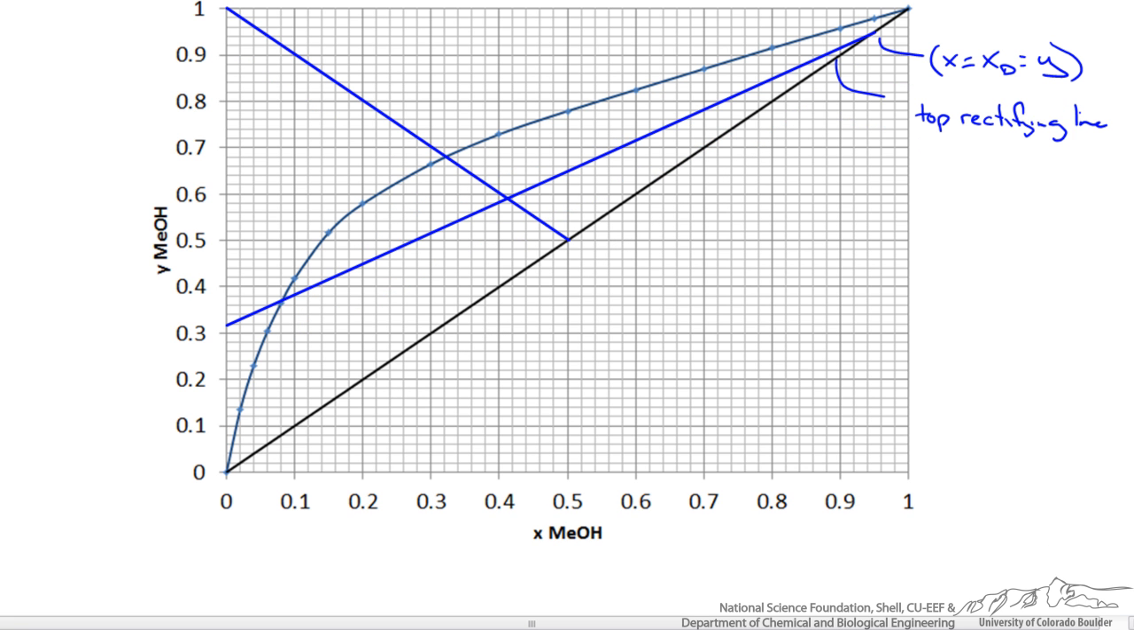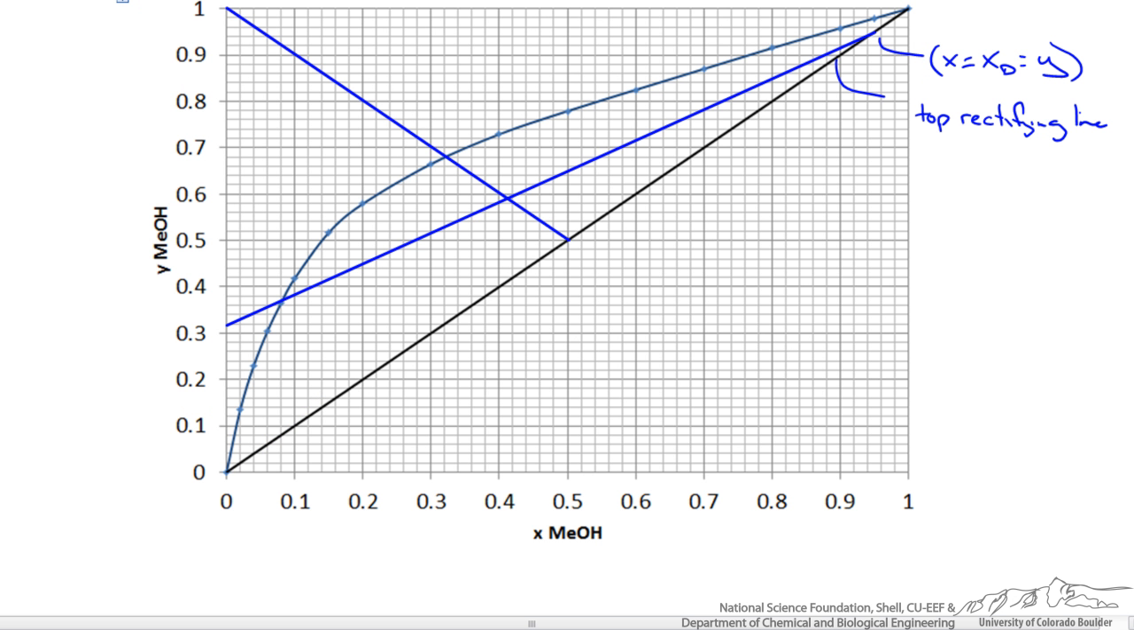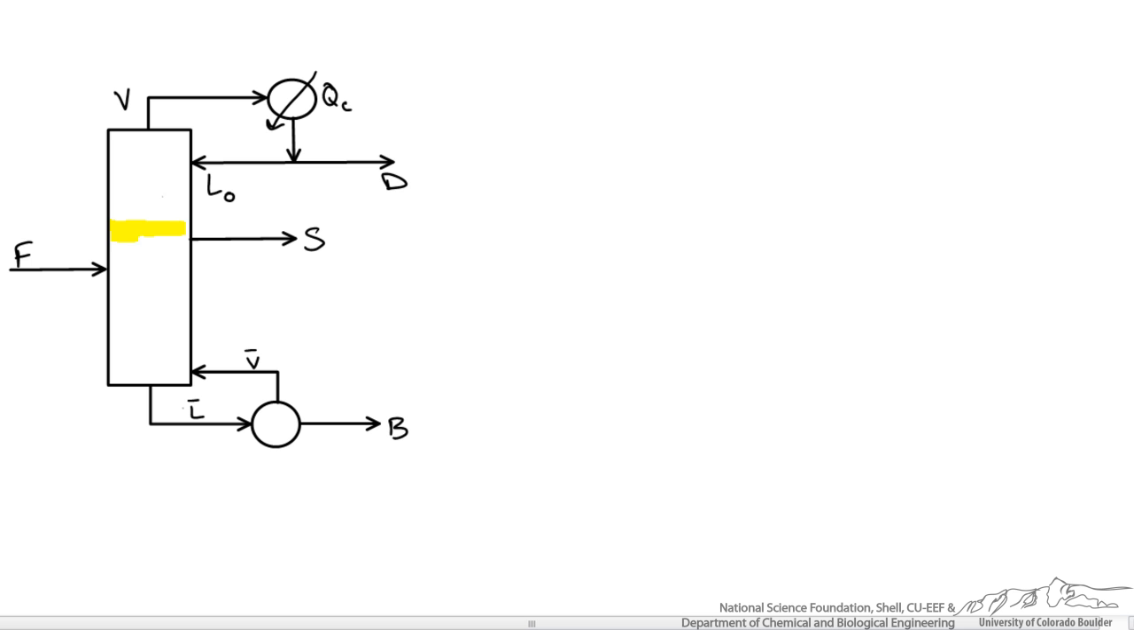So in the past, if we didn't have the side stream, we would just take that intercept and draw down to our composition in our bottoms to get our stripping line. But we have a side stream, so that intersection here actually doesn't mean anything because we have an operating line that goes in between that feed and our top rectifying section. So we need to figure that out. So we need another section that includes our side stream to our feed. So this is still part of our rectifying section, but we'll call it section 2.